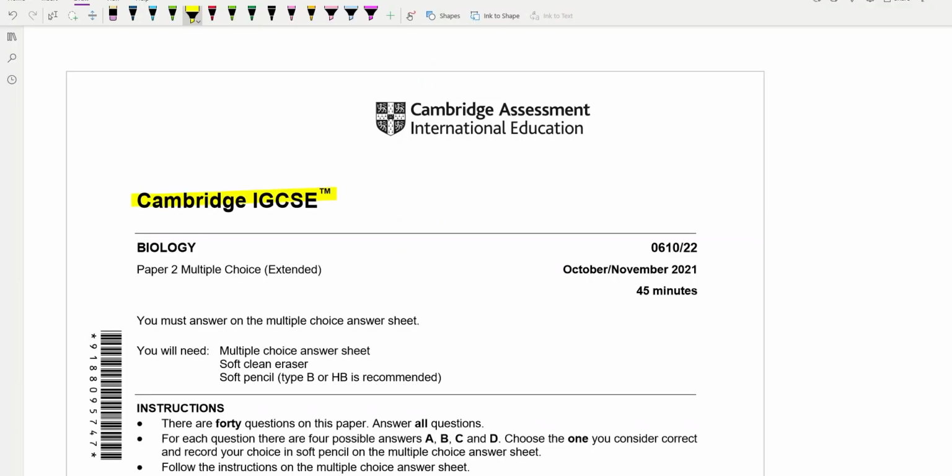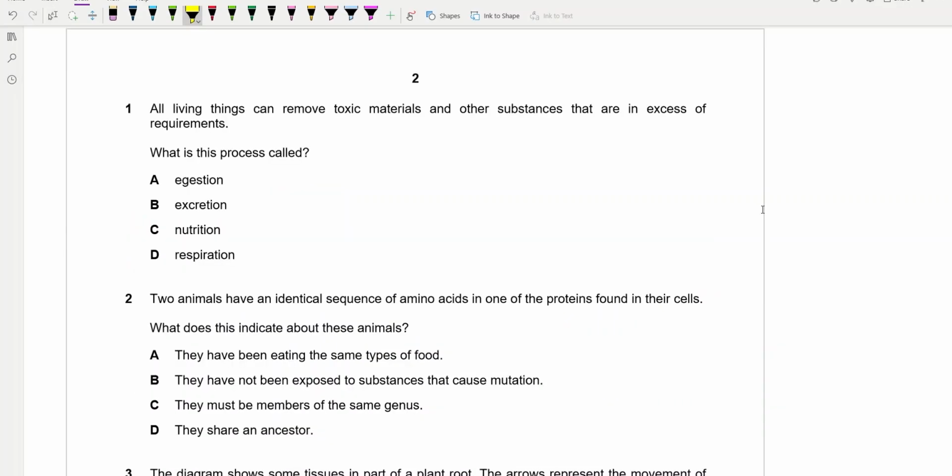Cambridge IGCSE Biology 0610/22 October-November 2021. Question number 1.